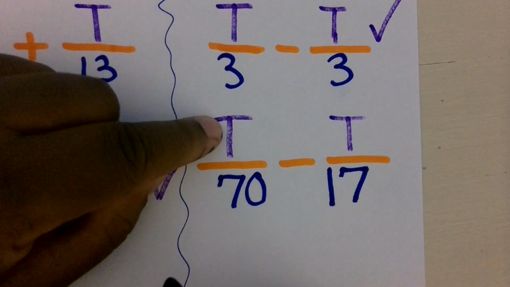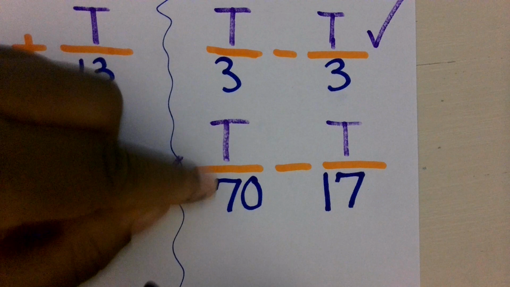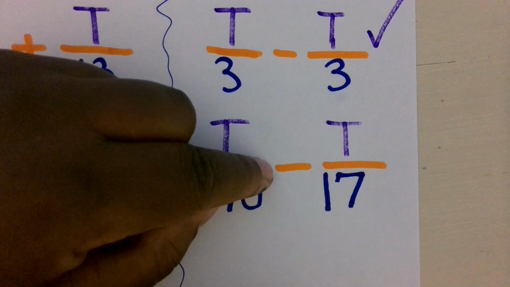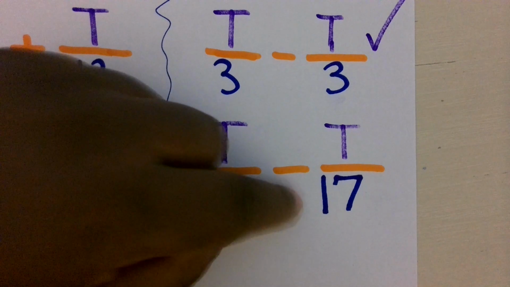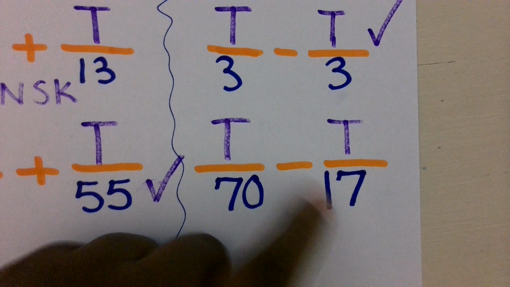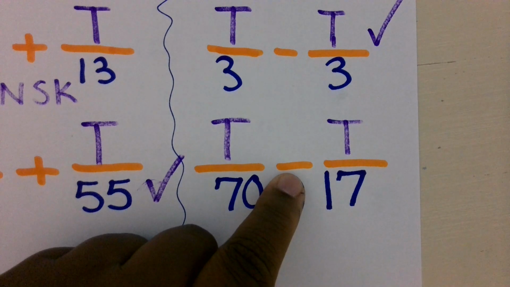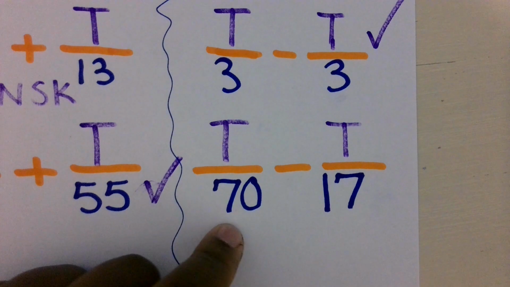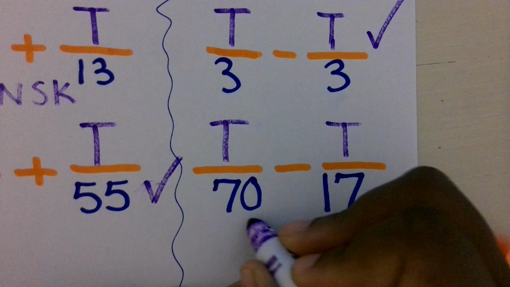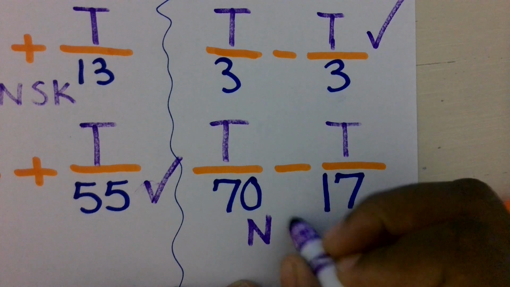And here, in these dummy fractions, I have 70ths, and I want to subtract 17ths. 17ths cannot be subtracted from 70ths in one step. And so I take a note in my mind that these are not the same kind.